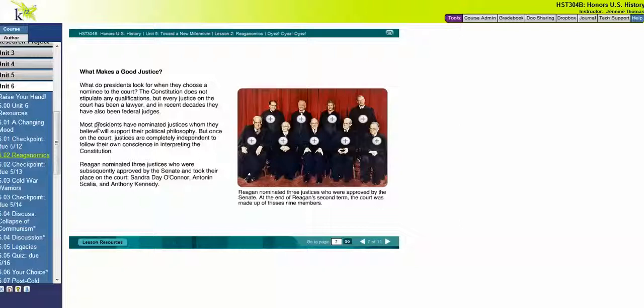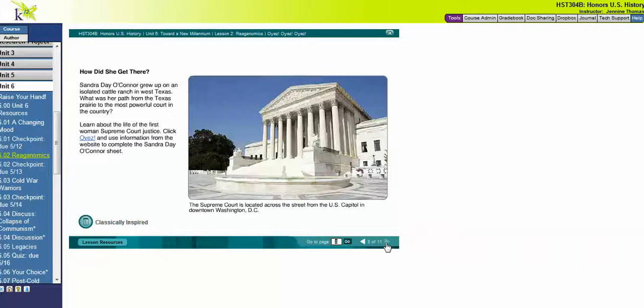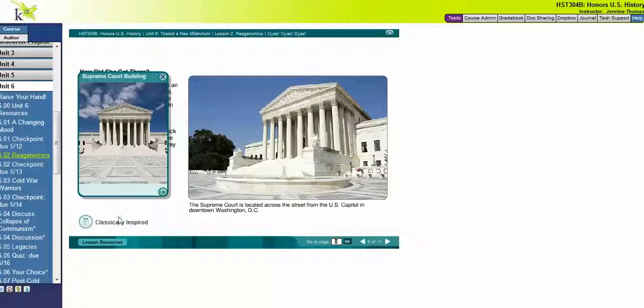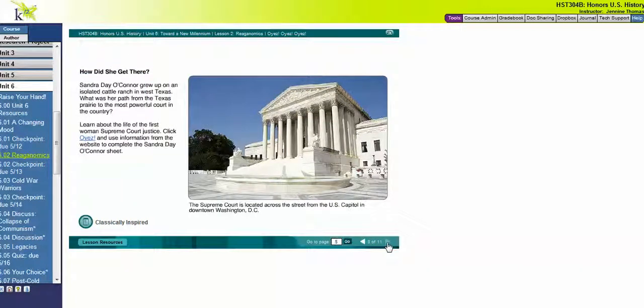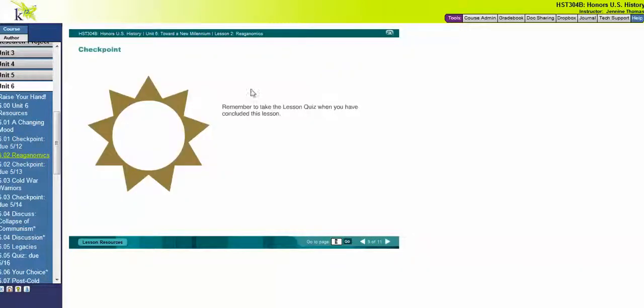They can either be more conservative or liberal. It depends on what the president's views and policies are. It also talks a little bit about the court's architecture, rather, and how it's inspired by classical design. So you can click on this portion of the court to learn about its architecture. And it does remind you at the end to check the checkpoint.